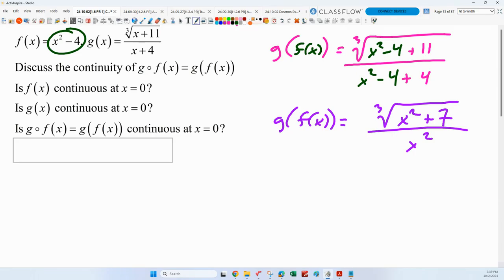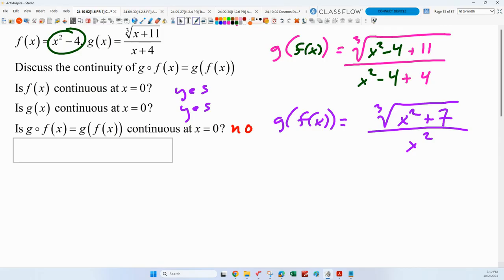I mean, we could break this into pieces. Is f of x continuous at 0? I think it is. Look at f of x. What's the value of f of x at 0? Negative 4. Yeah, it is. Is g of x continuous at x equals 0? Yeah, it's fine. Is g of f of x continuous at x equals 0? No, it is not. And why is that?